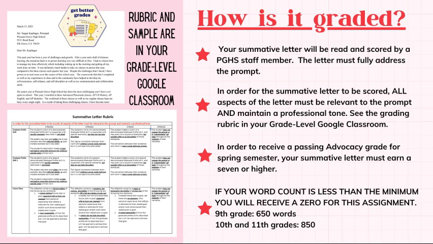In order to receive a passing advocacy grade for the spring semester, remember, your summative letter must earn a 7 or higher. And if your word count is less than the minimum, you will receive a 0. Remember, freshmen, that's 650 words, and 10th and 11th graders, that's 850 words.